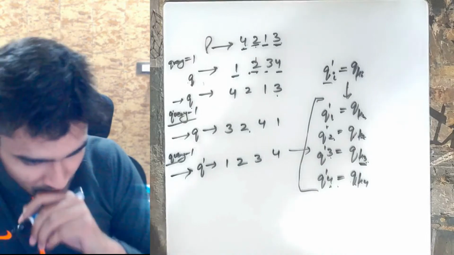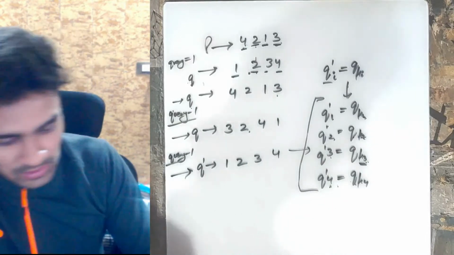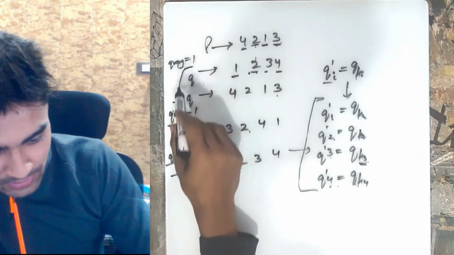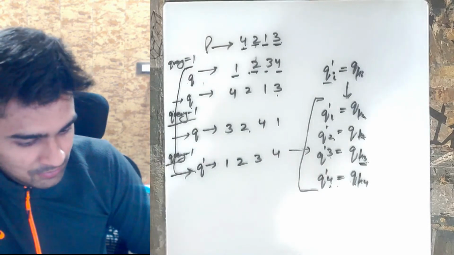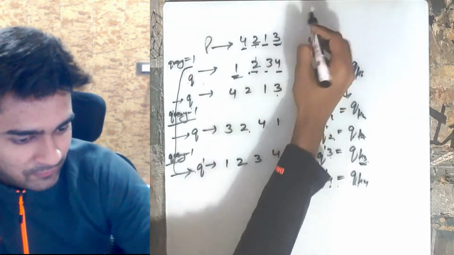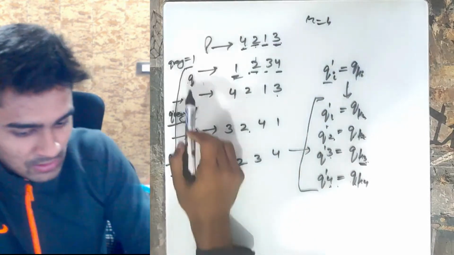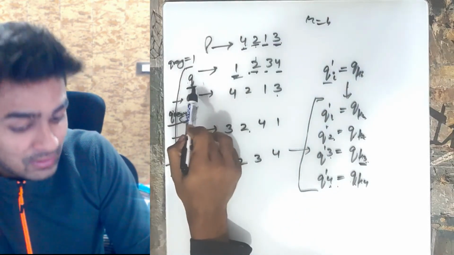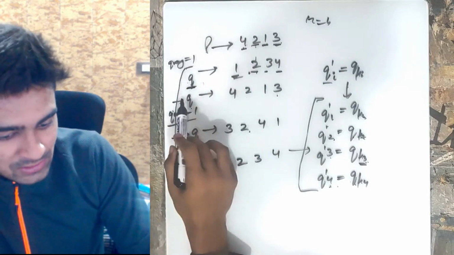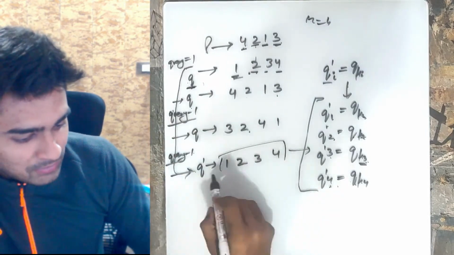Okay. So basically, if you see, if n was 4, we actually changed it only 3 times. This was the initial permutation, that initial q that we had, and we had to change it 3 times to get the identity permutation back.